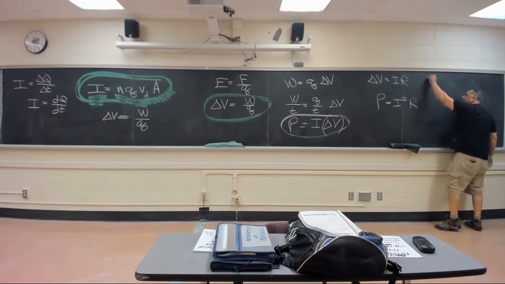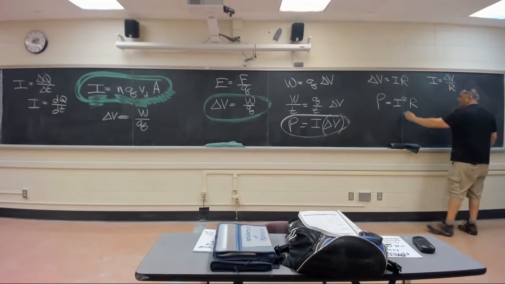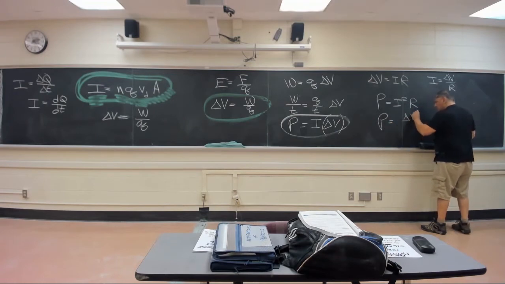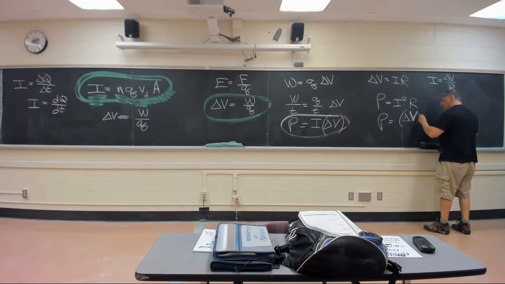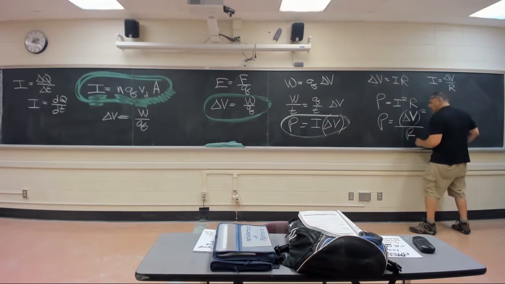Isn't I delta V over R, according to the math? Put that in here. Over R squared times R. Well, R squared underneath, times R over here, they'll cancel. So you get to that.